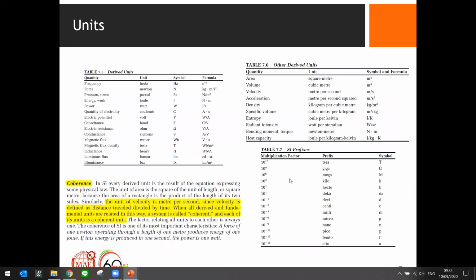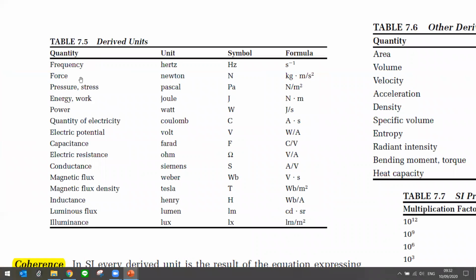Next, this is a derived unit. Right, we have frequency, we have force, we have pressure, and so on. And the units of the derived units are usually named after important persons, for example, Hertz, right? Newton, I think you know Newton very well, Pascal, Joule, James Watt, right? James Watt, who invented the steam engine, and we give the name to the unit of power. And Coulomb, and Volt, from Alexander Volta, right? And this is a symbol, which is the abbreviation of the name of the unit.